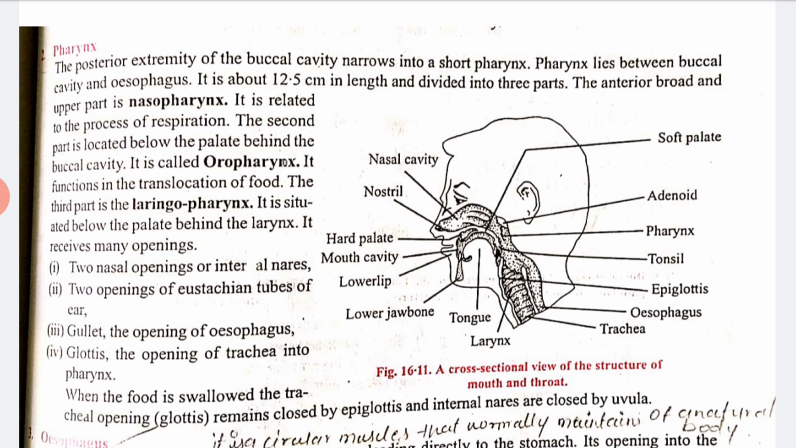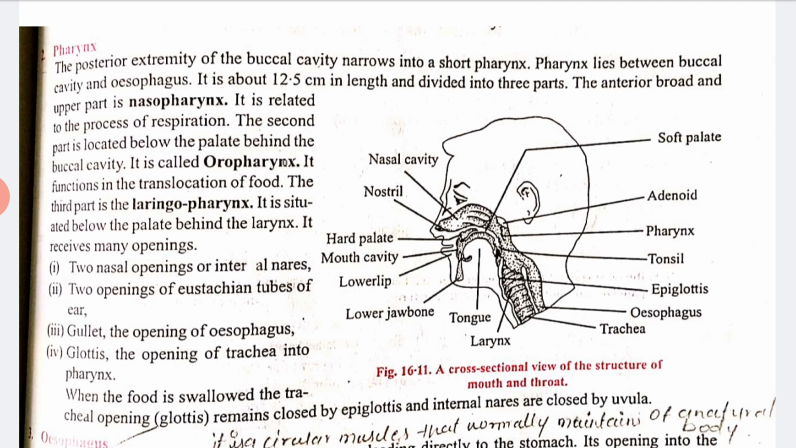It receives many openings. I'll tell you, in the pharynx many openings are present. The first are the two internal nasal openings. Secondly, we have two openings of the Eustachian tubes of the ear, which means our ear tubes, also opening here, and the gullet, which means the opening of the esophagus. Next we have the glottis, which means the opening of the trachea into the pharynx.